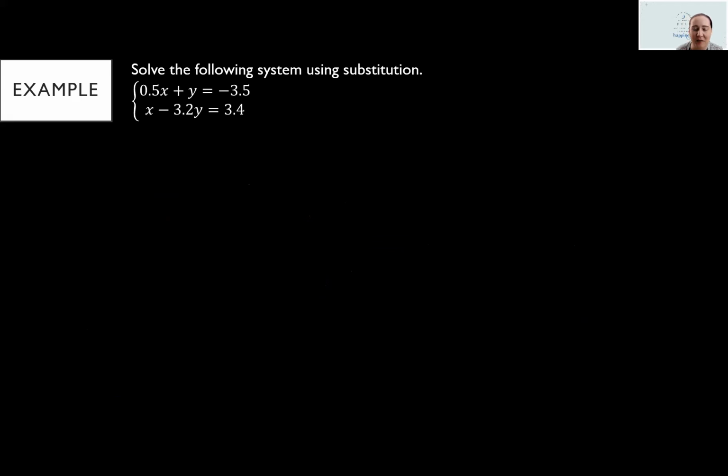So here I've got 0.5x plus y equals negative 3.5, x minus 3.2y equals 3.4. Now this is a good example to talk about rounding. If you're given a problem with 2 decimal places, round to 2 decimal places. Here we have 1 decimal place, so we're going to want to round to 1 decimal place, to match in line with the numbers that we have here.